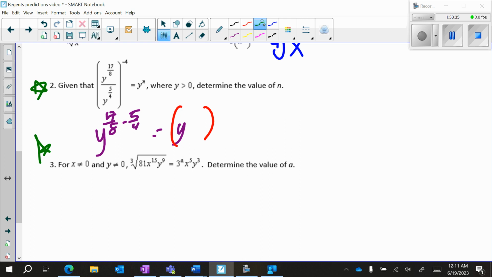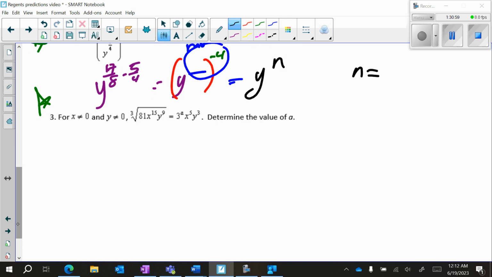After you do that, it's being raised to the -4th. So you need to know that whatever you get here, you're going to multiply. So do 17/8 minus 5/4, whatever you get, put it here, and then multiply. And then it says equals y to the n. So whatever you got is going to equal y to the n. So you would drop the y's and you would just set n equal to whatever you got.